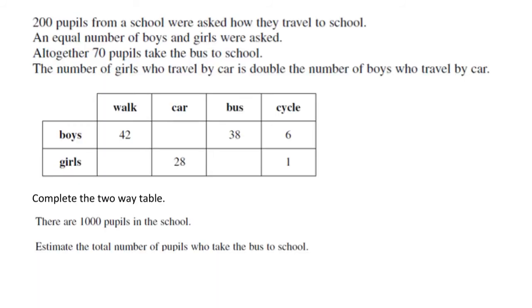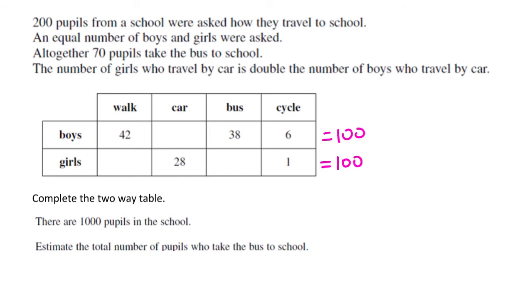200 pupils from a school were asked how they travel to school. An equal number of boys and girls were asked. So if an equal number of boys and girls were asked, and there were 200 pupils in the school, that means that the boys must add up to 100, and the girls also add up to 100.